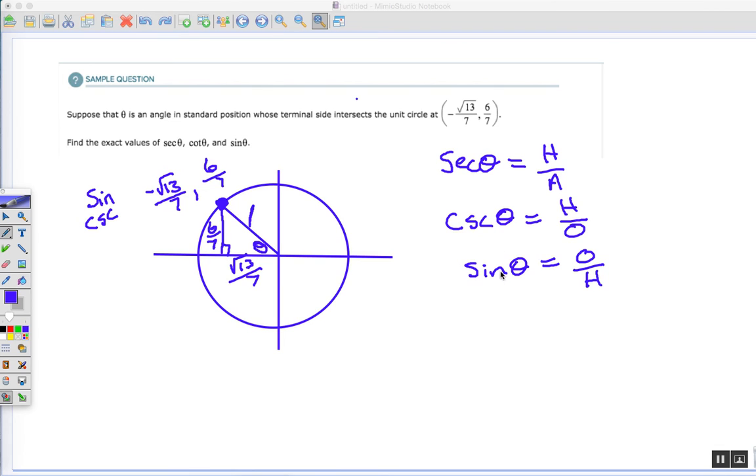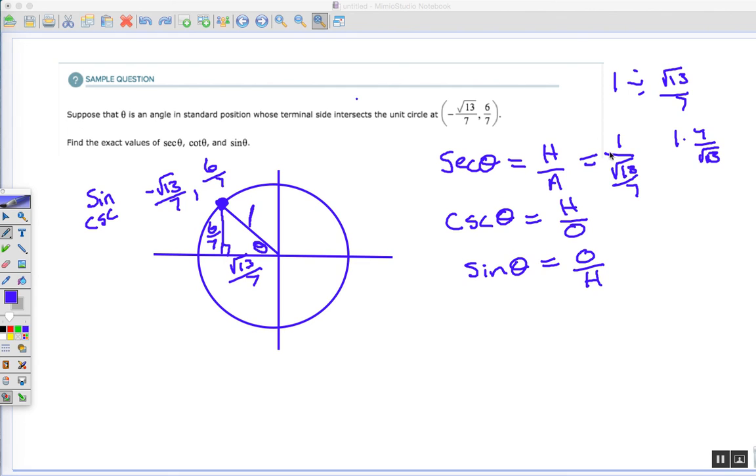Okay, so again, just as a quick review, secant of theta is equal to the ratio of a triangle's hypotenuse to its adjacent side, cosecant is equal to hypotenuse over opposite, and sine is opposite over hypotenuse. So we're going to use this to help us finish this problem. So we have already solved for the secant of theta. Secant of theta was equal to hypotenuse over adjacent, which was square root of 13 over 7. So that's 1 divided by the square root of 13 over 7. So that's 1 times 7 over the square root of 13.